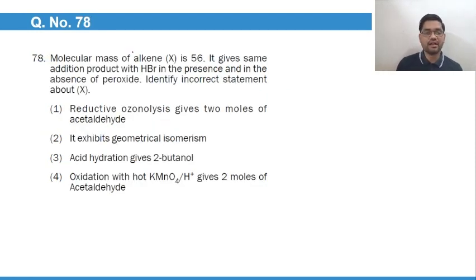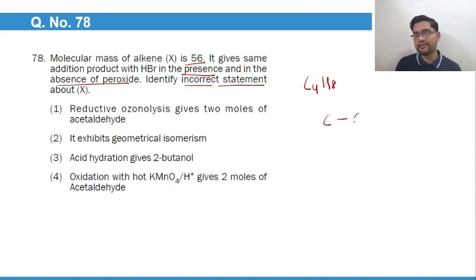78. Molecular mass of alkene is 56. It gives the same addition product with HBr in the presence and in the absence of peroxide. That means it is a non-terminal alkene or alkyne. Identify the incorrect statement. If I take C4H8, 12 times 4 is 48, plus 8 is 56. So basically it consists of 4 carbon atoms, and this is butene, a non-terminal or symmetrical alkene, because addition of HBr in absence or presence of peroxide gives you the same product. That means no Markovnikov and anti-Markovnikov, and that is only possible when the alkene is symmetrical. So this is the case, right?